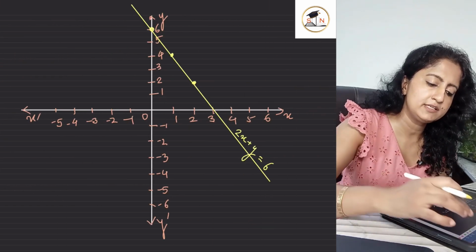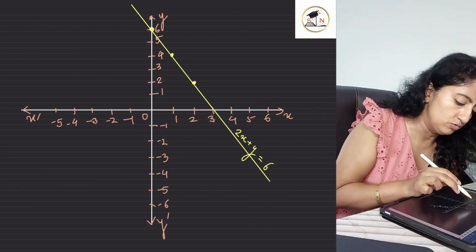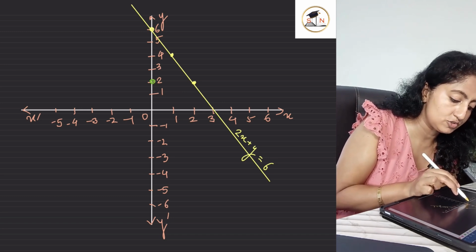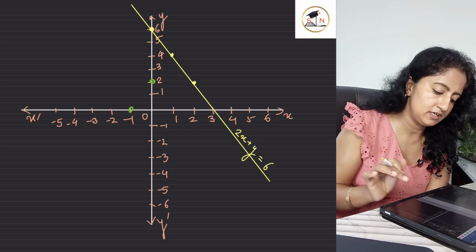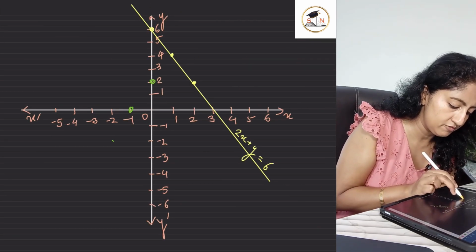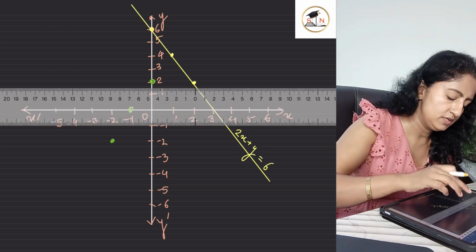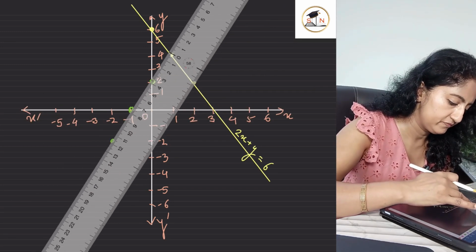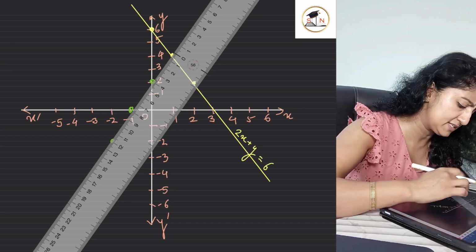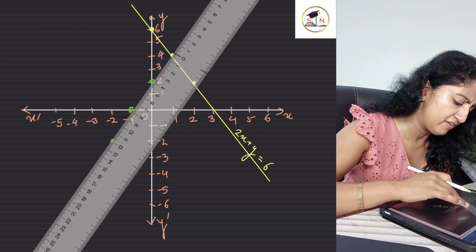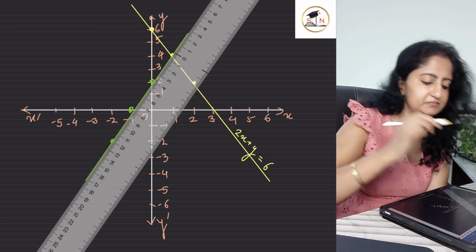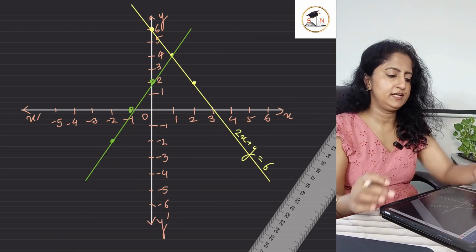0, 2, minus 1, 0. 0, 2. Here we have minus 1, 0. So that is on the x-axis. And the last coordinate was minus 2, minus 2. Here we get, right? Now let's join them. It's not coming too precise, but still we have to work it out, right? Guzara karna padega. So here we have, right?